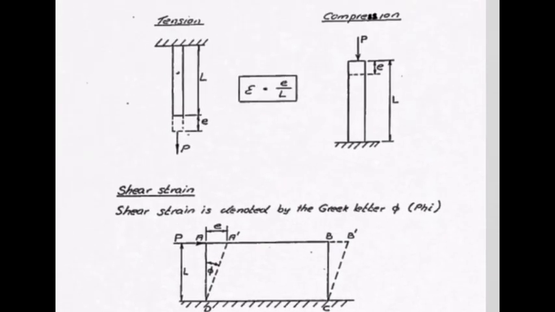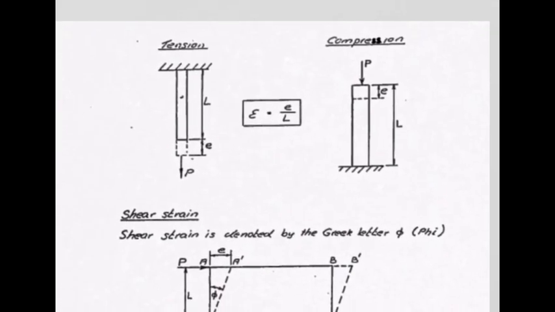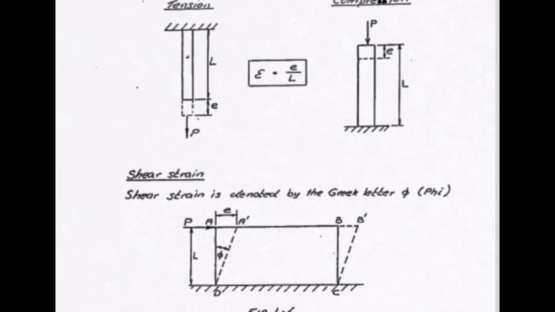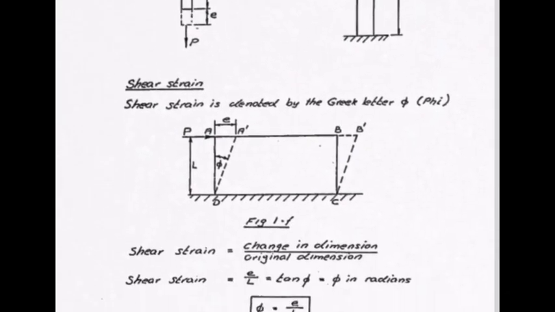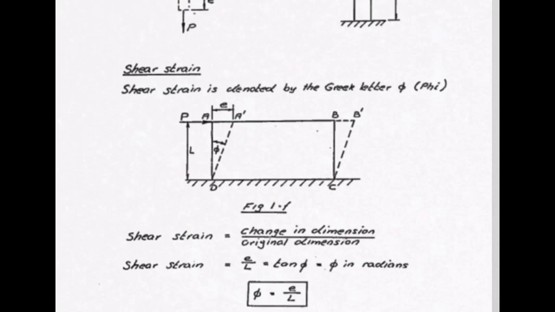So to summarize, direct strain, change in length over original length. Shear strain, also change in length over original length, but we've got to understand what the change of length is and what the original length is as well.